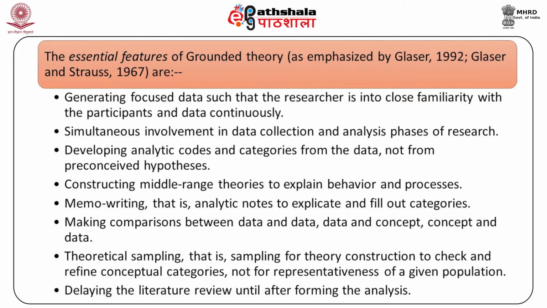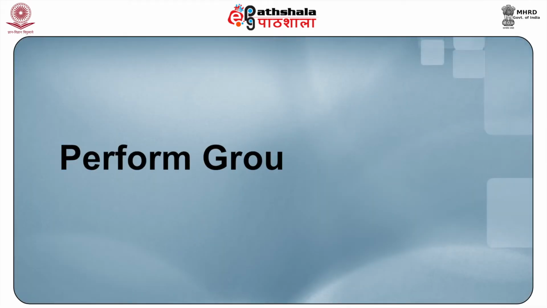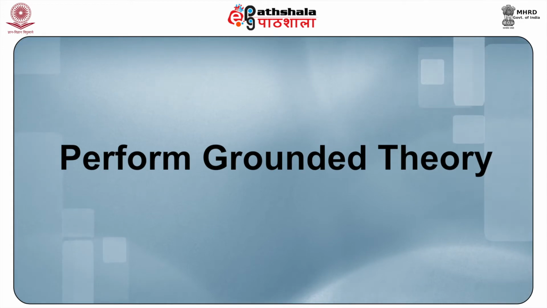Making comparisons between data and data, data and concept, concept and data. Theoretical sampling, that is, sampling for theory construction to check and to refine conceptual categories, not for representativeness of a given population. Delaying the literature review until after forming the analysis. The steps to perform grounded theory are as follows.